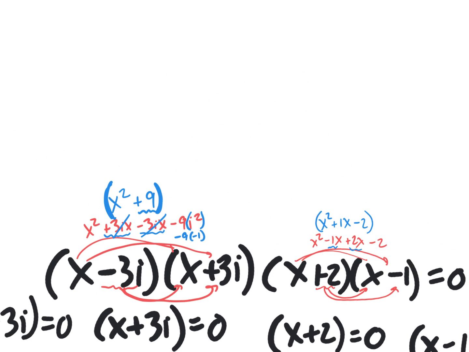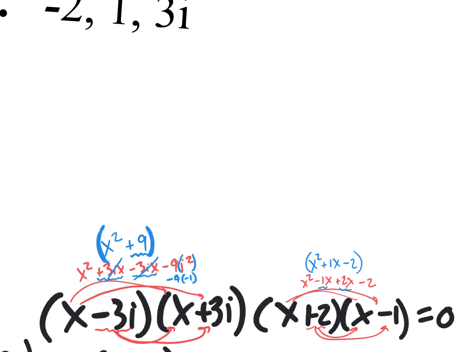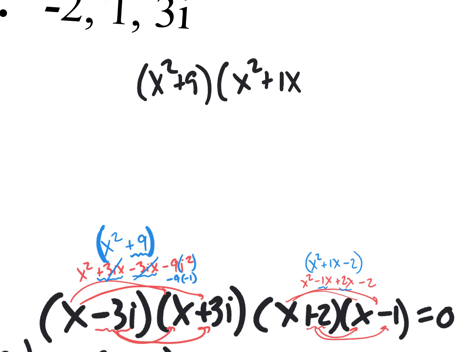So what we must do now, we already multiplied these two together and got that. We multiplied these two together and got that. We need to multiply both of these together. And maybe instead of working up, you could just rewrite it up here, the x squared plus 9 multiplied by x squared plus 1x minus 2, and distribute.